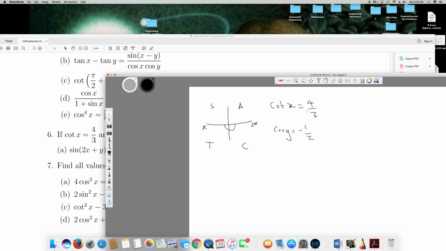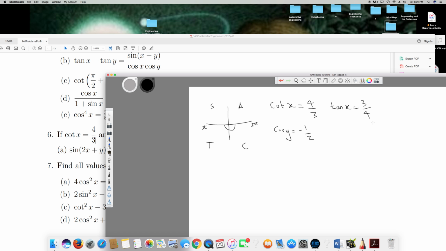According to this, they have given two pieces of information. Cot x is equal to 4 over 3, cos y is equal to minus half. We know cos y is simple form, we don't have to worry about it. But since we have cot x, to make it simple, I'm going to write it as tan x, because we know that cot x is the reciprocal of tan x, right? So from this information we can find tan x. Tan x is going to be the reciprocal, 3 over 4.